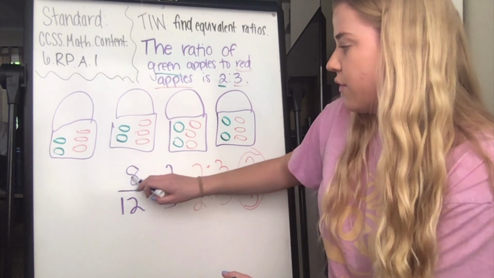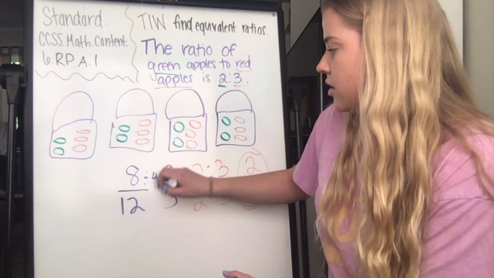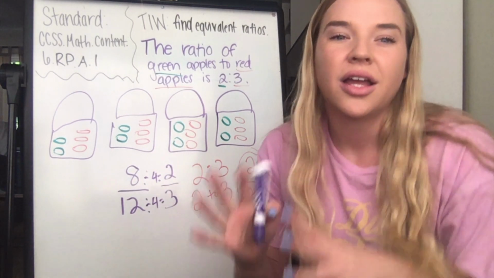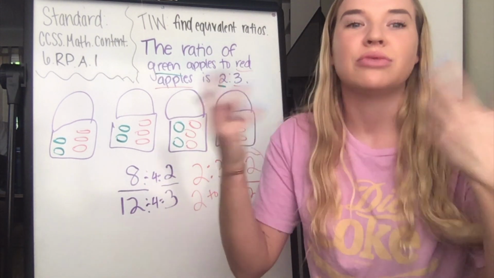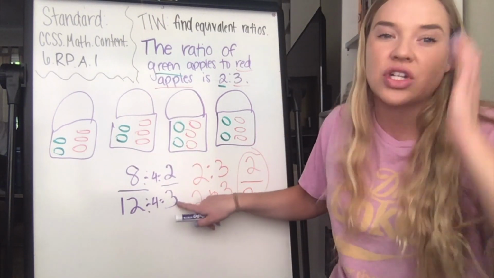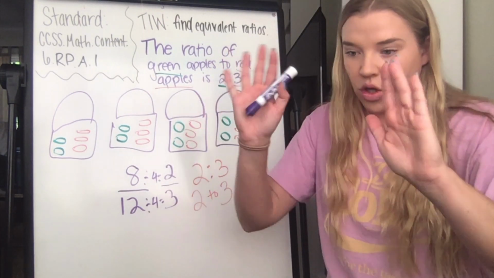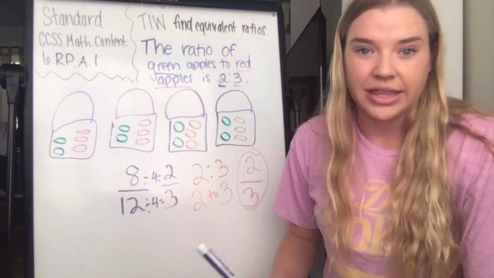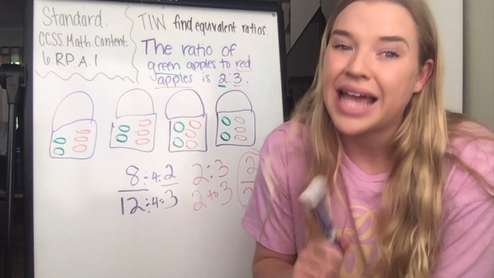If I were to go from 8 to 2, I would divide by 4. And if I were to divide 12 by 4, I'd get the same answer. They're the same ratio, for lack of a better term. This is just the more simplified version of it. When we get these kinds of problems, you can draw out the model like this, but I'm going to be honest with you, it takes a lot of time.